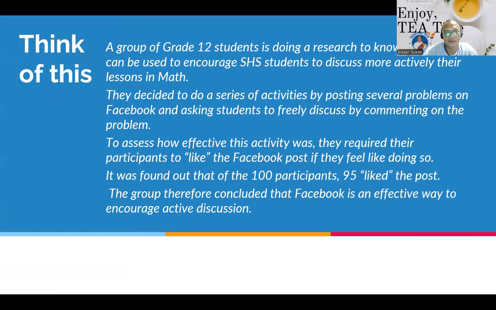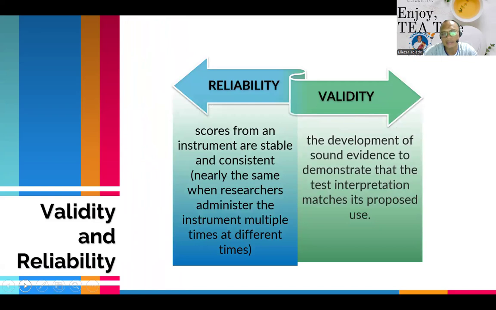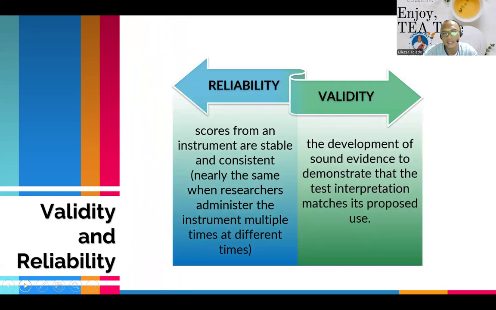We will not go through this one. The two terminologies are out. Reliability and validity. Scores from an instrument are stable and consistent, nearly the same when the researchers administer the instrument multiple times at different times. Kung gagamit sa uban, pare-pareha ba kaha o outcome.